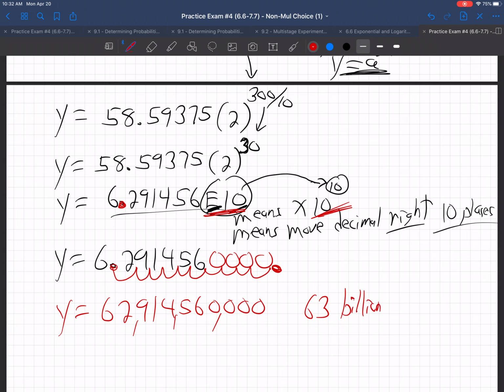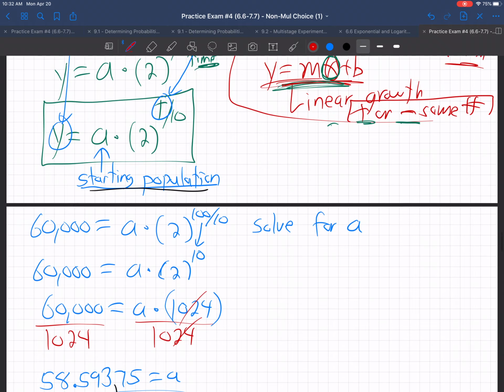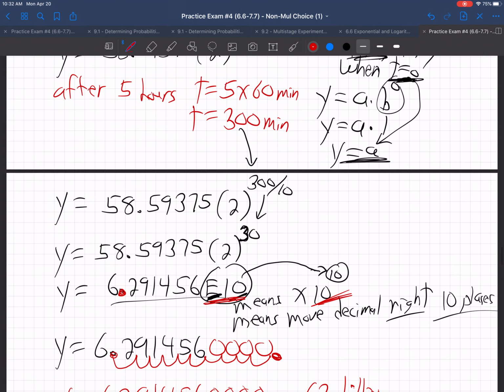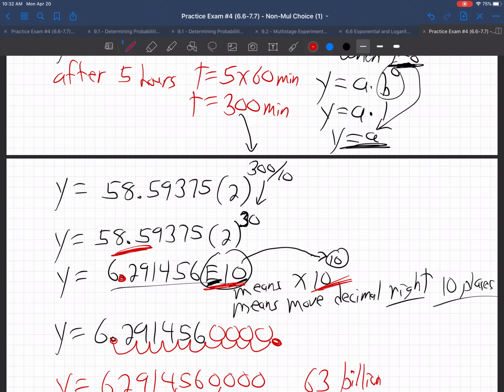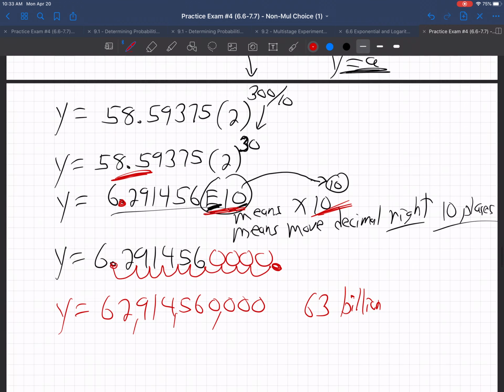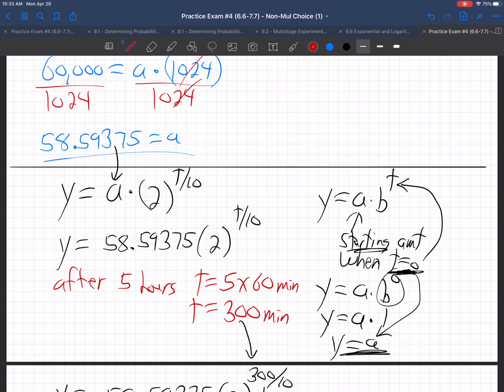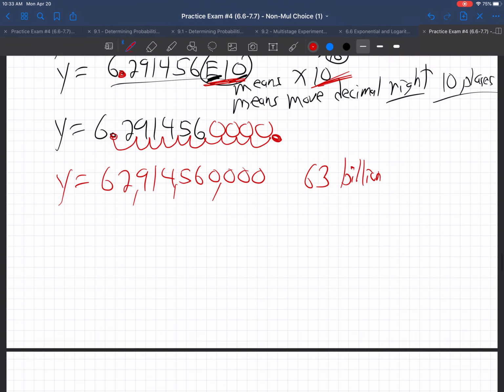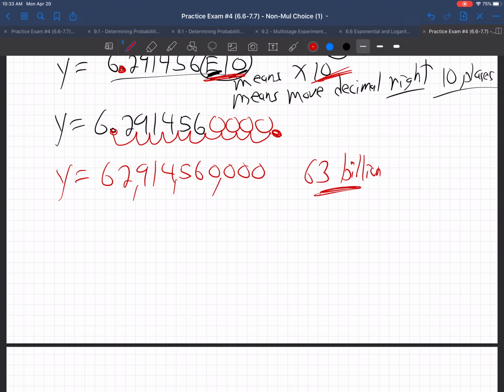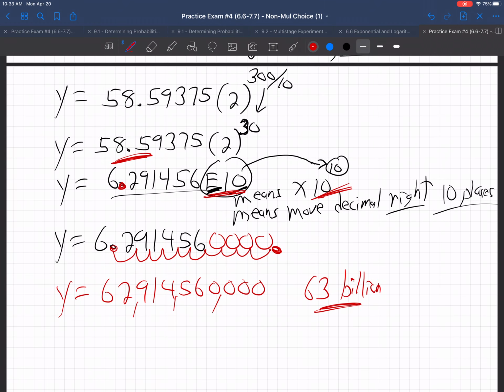Do you see how that exponential growth is explosive growth? Remember, it started at what? What was the initial amount? Around 58, right? You can't have 58 and a half bacteria, but it means approximately 58 bacteria started, and then it doubled every 10 minutes, and 5 hours later, it's at 63 billion bacteria. That's crazy. That's the power of exponential growth.